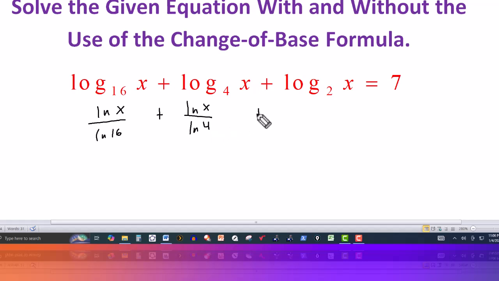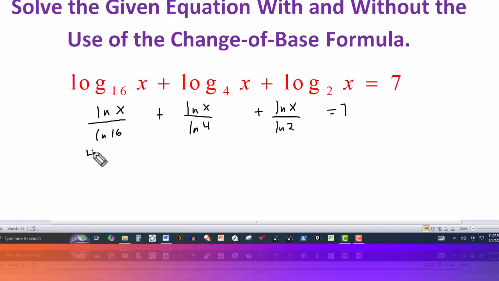And then it's plus ln of the variable x in this case over ln of the base 2 in this case equals 7. And then we can simplify this using some properties of logs. So remember, 16 is the same thing as 2 to the 4th.